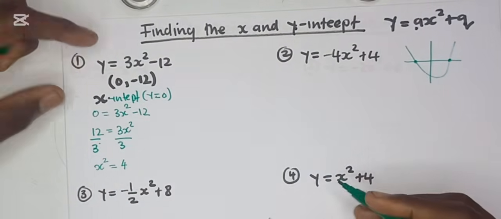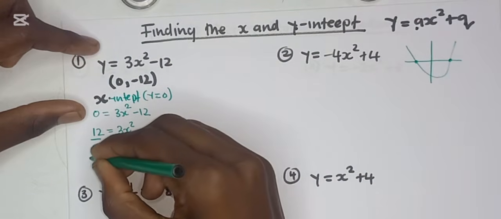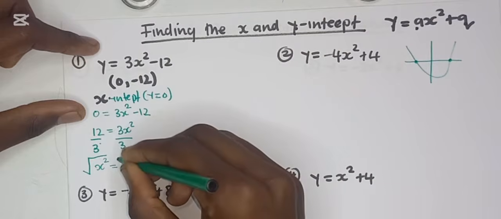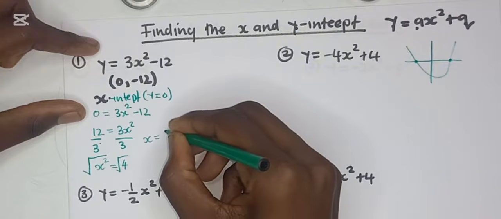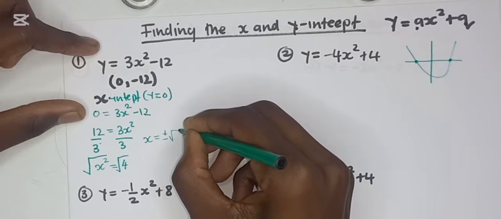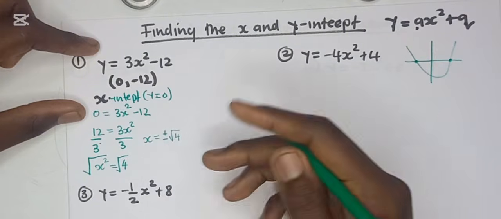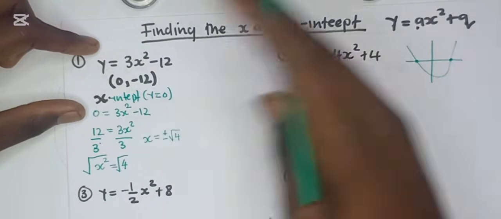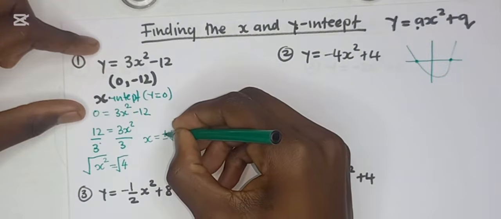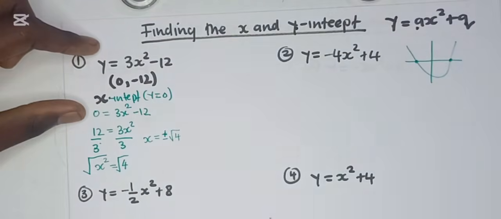So how can we find the x value here? We have to take the square root of both sides. When you put the square root on the other side, the x value is going to be equal to plus or minus the square root of 4. So we're going to get a positive value and a negative value. I want you to keep that in mind: whenever you take the square root of a number, you get two answers, the positive one and the negative one.